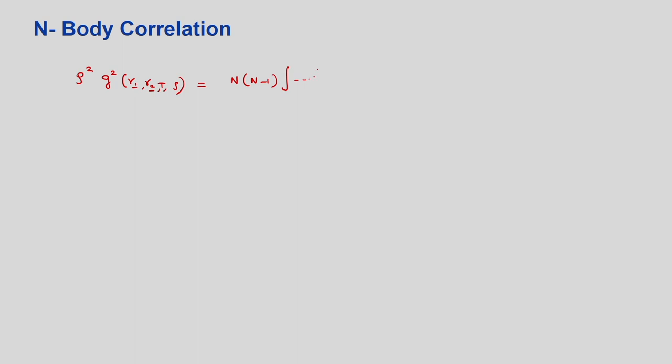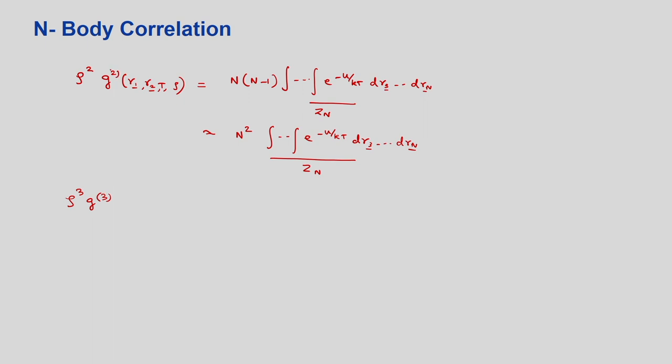Then the same expression e to the power of minus u by kT, starting from r3 and ending at rN, by Z_N. Okay. Or I can again write this as N squared. So when you multiply this, the expression becomes simply N squared into this expression. This is the way. And then obviously for rho cubed, you have to take the cube of this. So this will again become equal to N cubed, likewise by analogy. So you have all the terms, e to the power of minus u by kT, here it will have dr4 by Z_N.